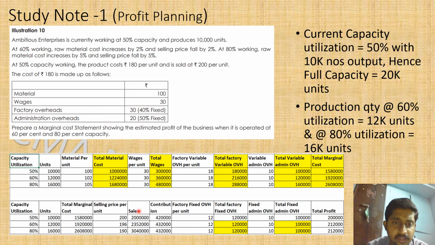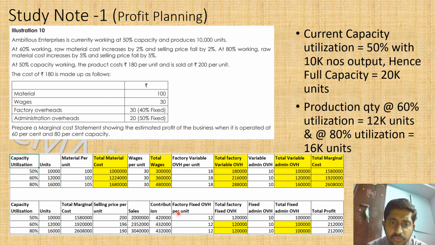The total sales is calculated as selling price per unit multiplied by the number of units. The total sales is nothing but the turnover. Next we have to go to the contribution. Contribution is nothing but the sales minus total marginal cost. So the contribution for all the three cases is calculated.